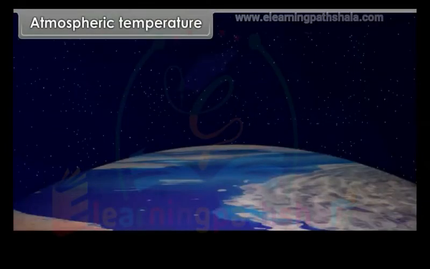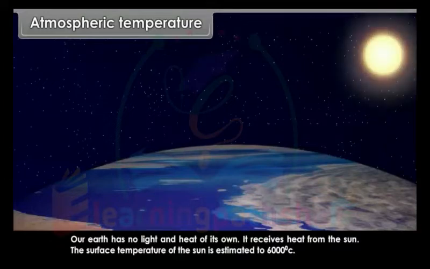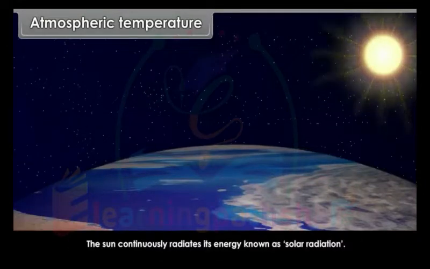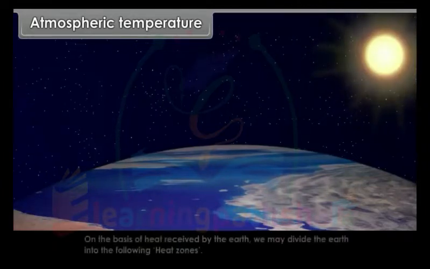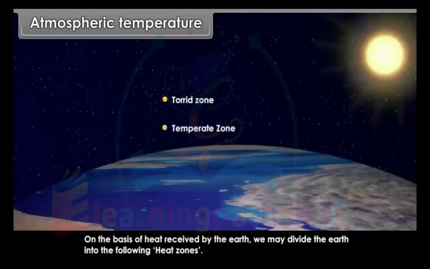Atmospheric temperature. Our Earth has no light and heat of its own. It receives heat from the sun. The surface temperature of the sun is estimated to be 6,000 degrees Celsius. The sun continuously radiates its energy, known as solar radiation. On the basis of heat received by the Earth, we may divide the Earth into the following heat zones: torrid zone, temperate zone, frigid zone.